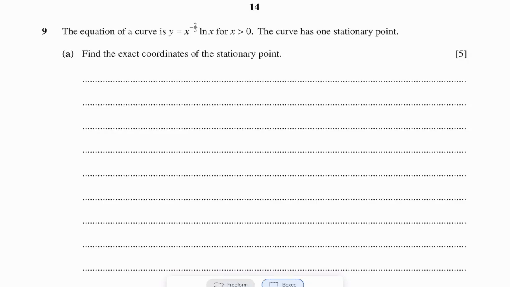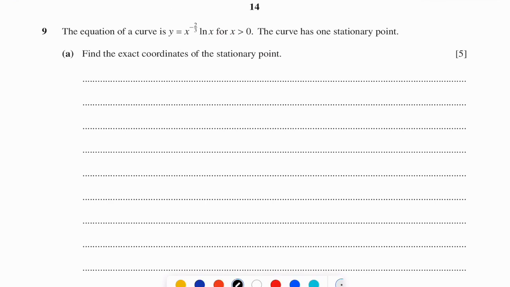Right guys, now for number 9, we've got the following equation. It says that the curve is y equals x to the negative 2 over 3 ln x, and the curve only has one stationary point. Find the exact coordinates of the stationary point. So, how do we do this?